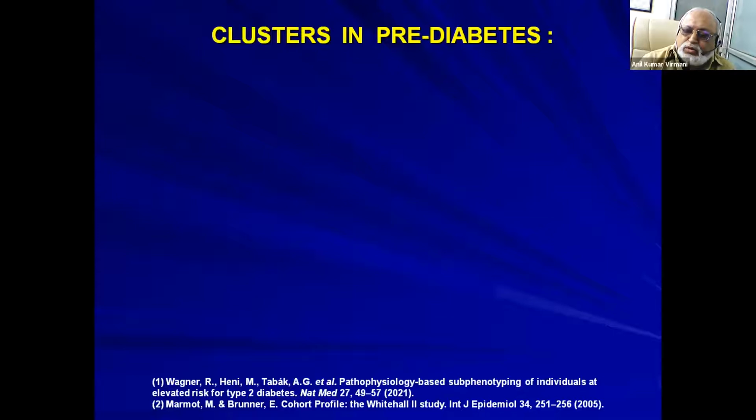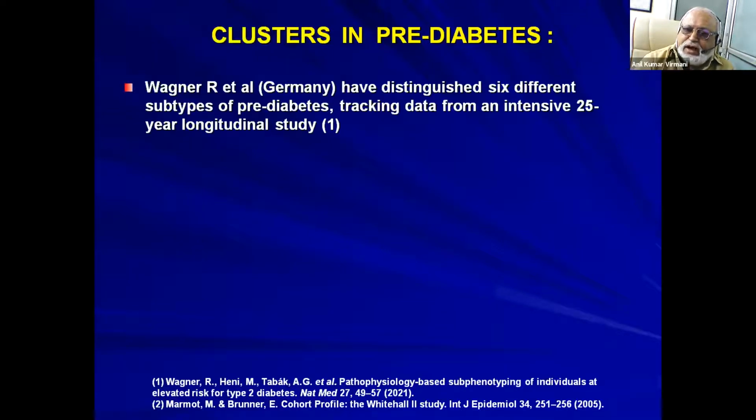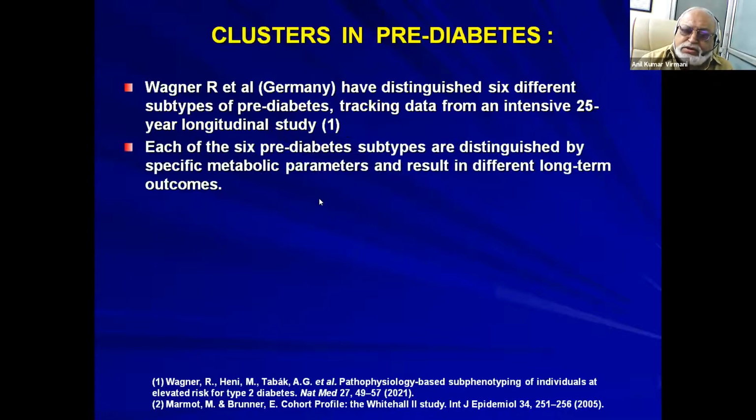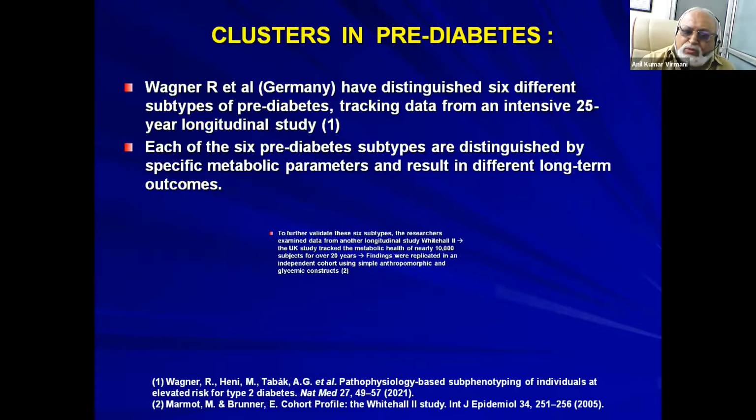And this brings me to the latest study published recently, again in February this year. They have identified certain clusters in prediabetes. Wagner et al. from Germany have distinguished 6 different subtypes of prediabetes, tracking data from an intensive 25-year longitudinal study. And each of the 6 types is distinguished by specific metabolic parameters and has different long-term outcomes.